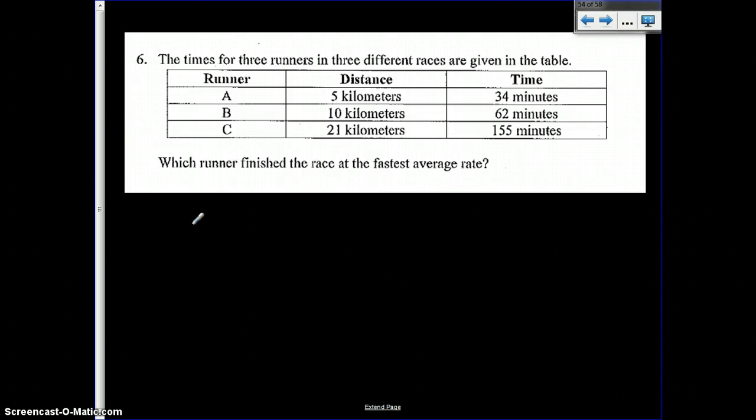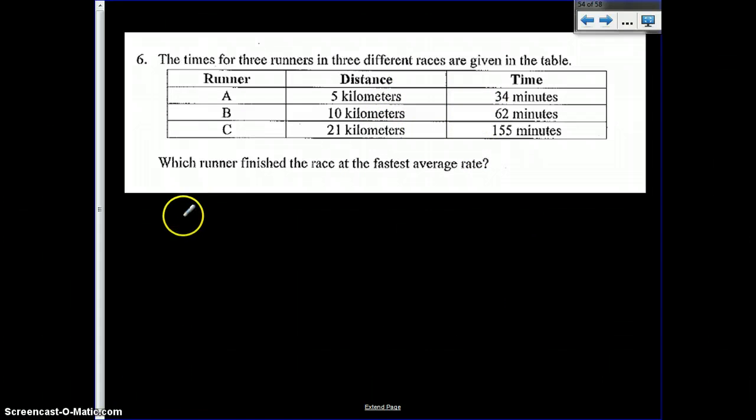We've done it once already on this. What kind of rate? Unit rate. If you need to compare things, you can find the unit rate. That's a great way to do it. So the unit rate helps us compare things, because once we find out how much for each 1 kilometer, it's easy to see which one's going faster.